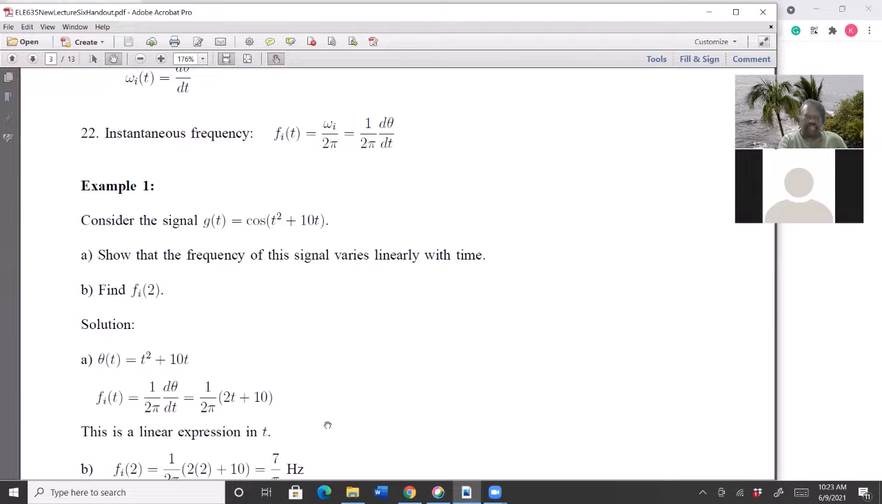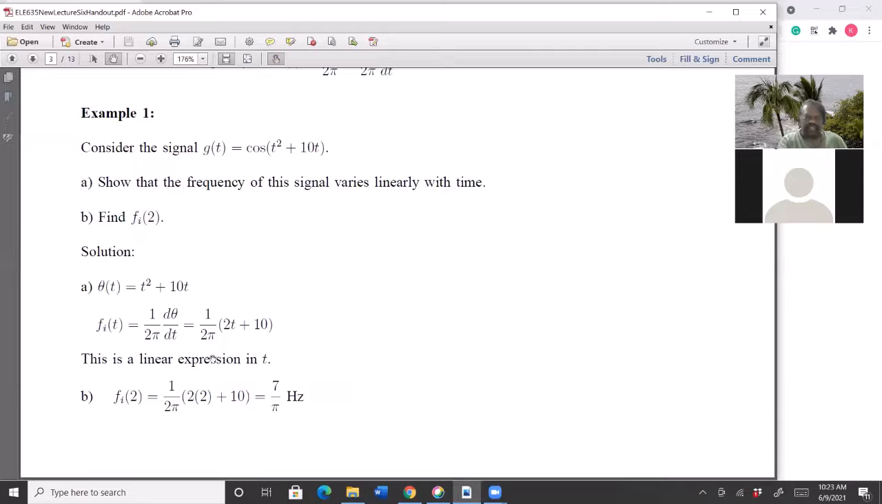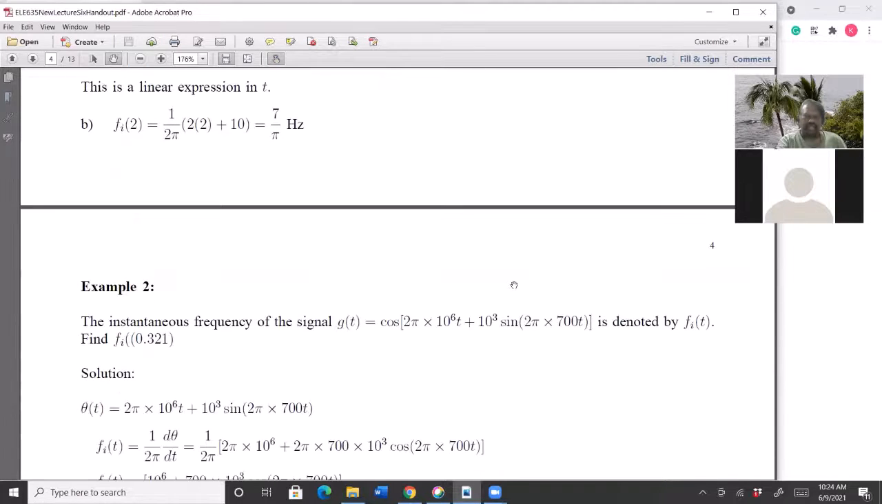Now, the second part: I just take the first expression and put t equal to 2. And by the way, the unit is hertz. All right, guys, any questions so far? Are you okay? All right, I'm going to continue.